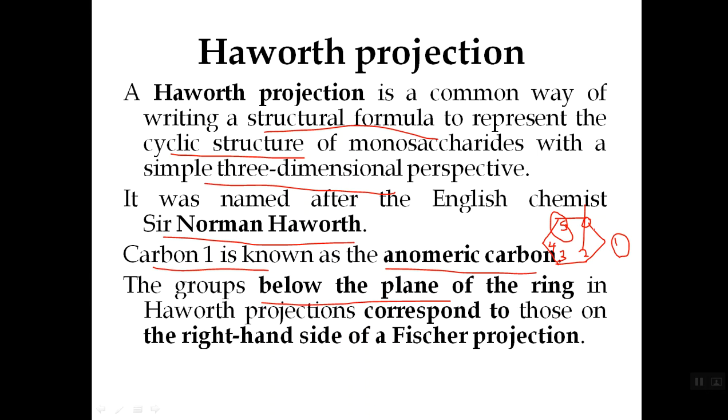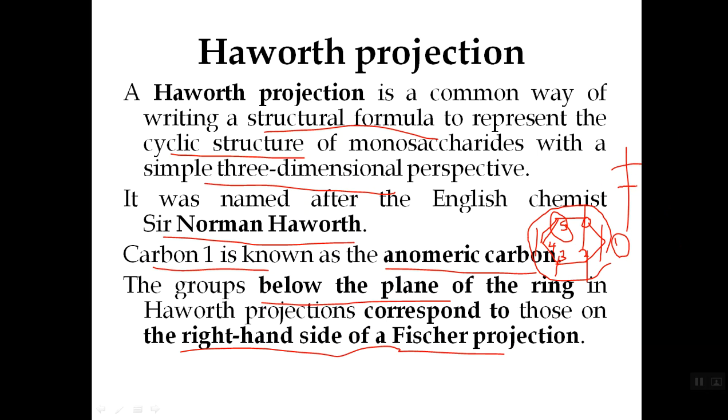This structure shows the three-dimensional structure, and on this we write the functional groups. Whatever functional groups are there below the Haworth structure represent the functional groups which are on the right side of the Fischer projection. The Fischer projection will be like this.